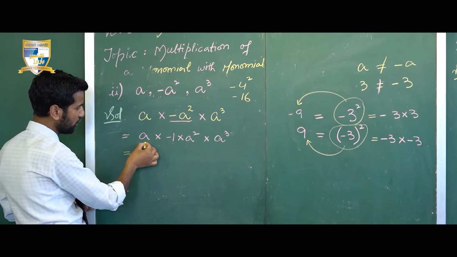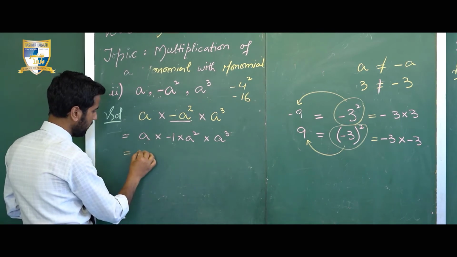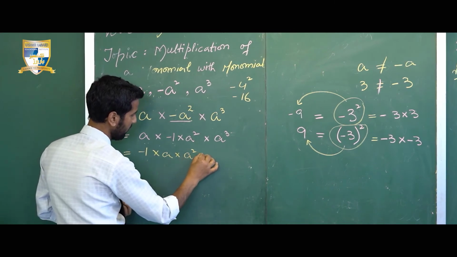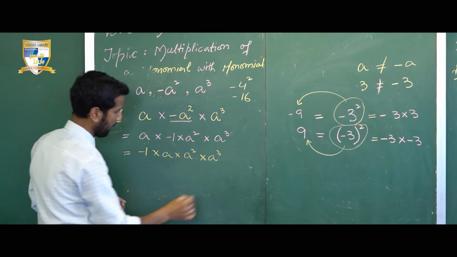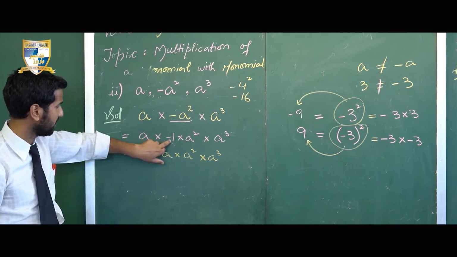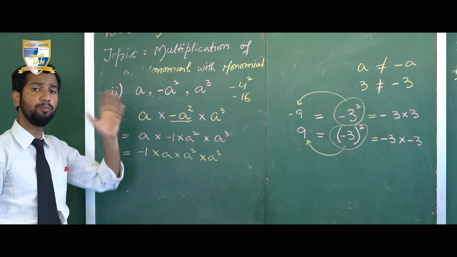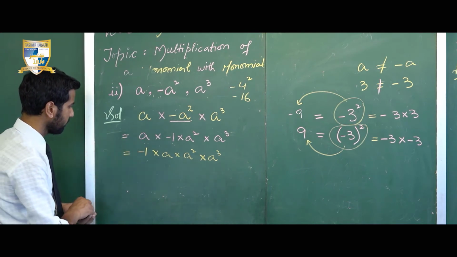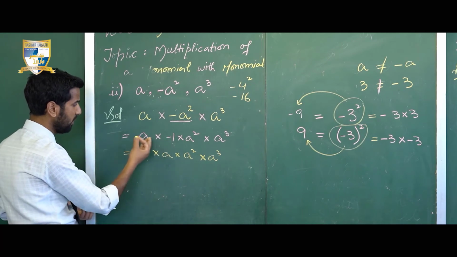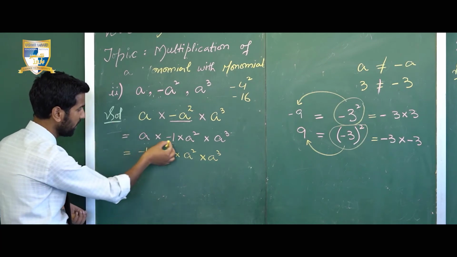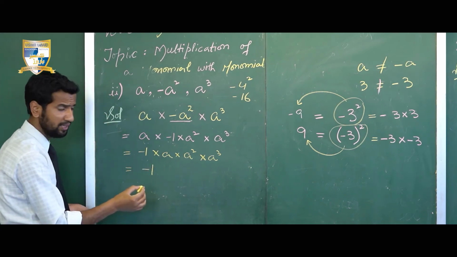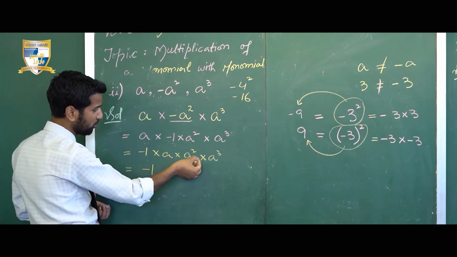Now what we are going to do here? Now we are going to interchange their positions. Now minus 1 into a square into a cube. We are interchanging the position of this variable and this minus 1, according to the commutative property. That's commutative property that allows us to interchange the position of numbers when it comes to multiplication. So here I am doing it. So now we have minus 1, and now we have a into a square into a cube.